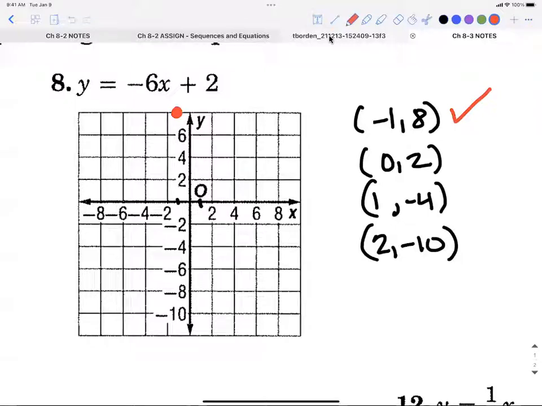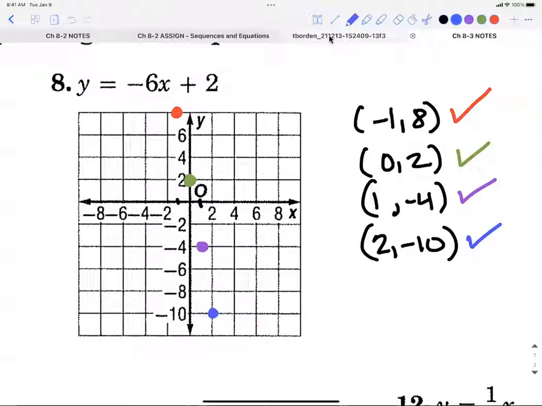That's 1 point. Then we're going to graph 0, 2. Well, we go 0 on the x-axis, which doesn't go left or right at all. It just goes up to the 2 on the y. Then we have 1, -4. So we go over 1, which is just half of the spot, and then down -4. So there's that point. And then last we have 2, -10, so we go over 2 and down -10.